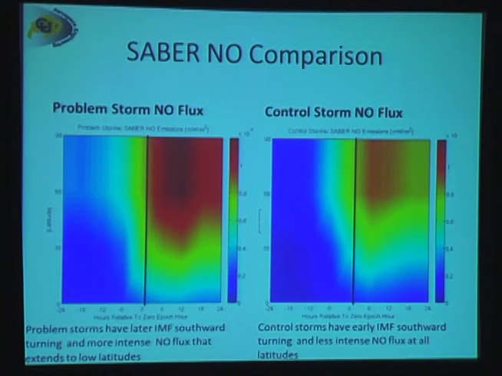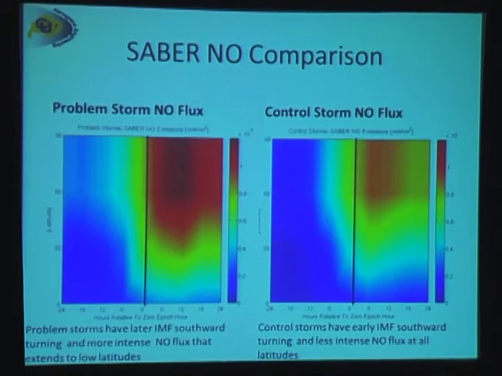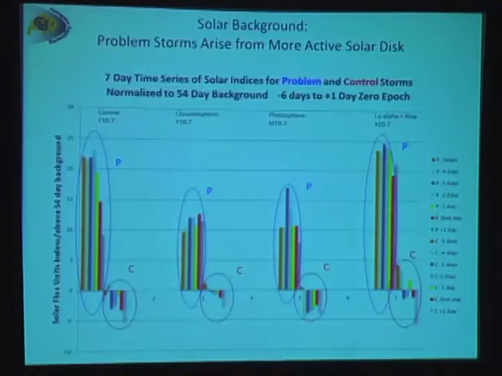So here's more of a spatial view of this, going from 0 to 90 degrees, and I took the liberty of flipping the southern hemisphere into the northern hemisphere so I could get some signal. Here is the zero epoch time. Here's the nitric oxide flux in the problem storms before and after, control storms before and after. You'll notice there's a little more nitric oxide even before these storms start. And I was curious, why is that?